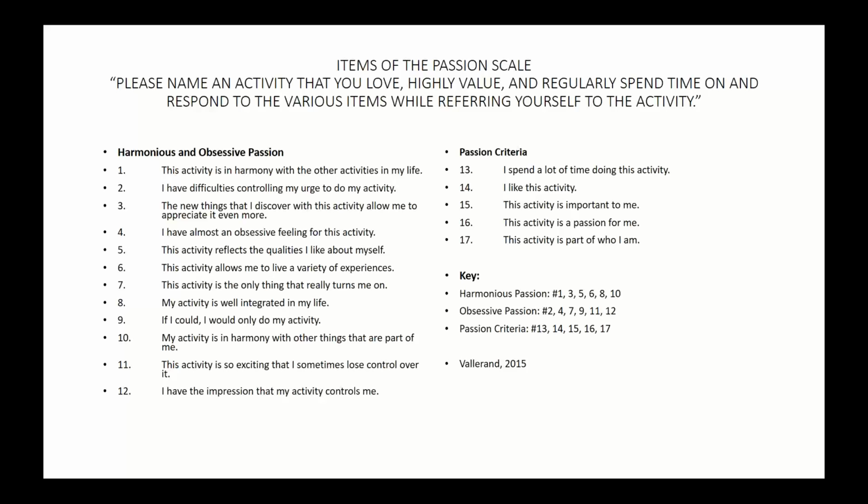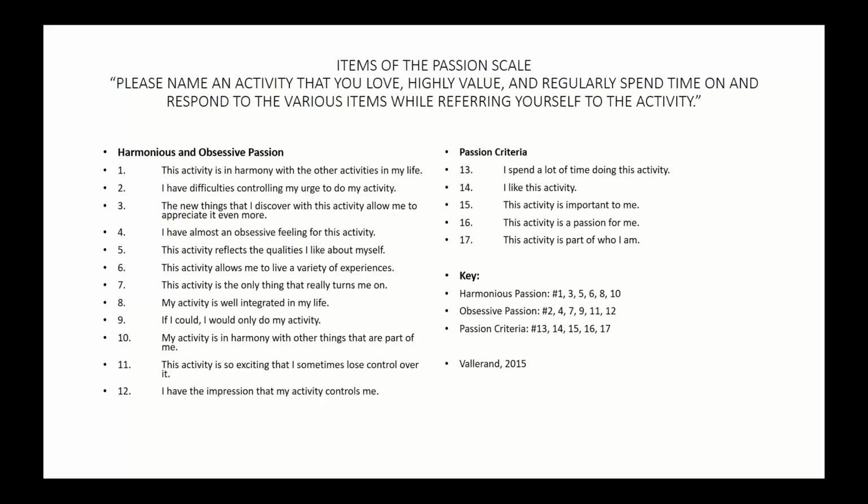Think about the things that you wrote down on your list. The key is that items 1, 3, 5, 6, 8, and 10 reflect harmonious passion. Those questions are, for example, "This activity is in harmony with the other activities of my life." So think of the things you wrote down, and then think of the things your patients are dealing with as they're going through recovery. I think we're going to see that a lot of times in recovery, there's an imbalance between what has been important to them in their eating disorder and in their addiction, and what's important to them now.